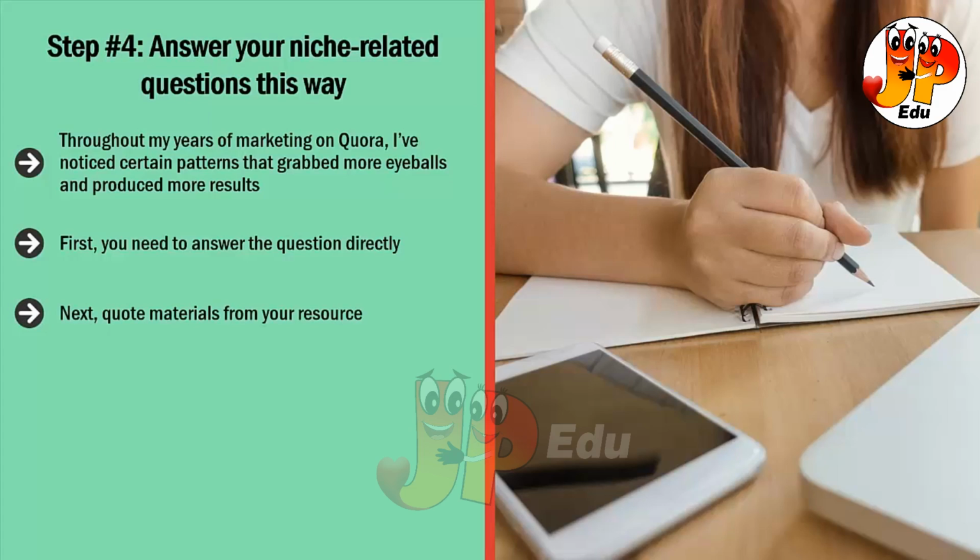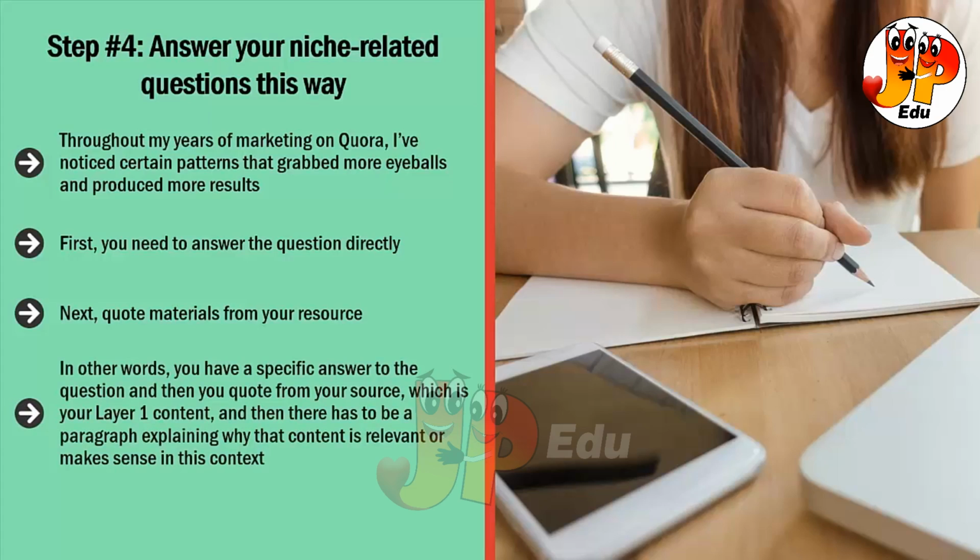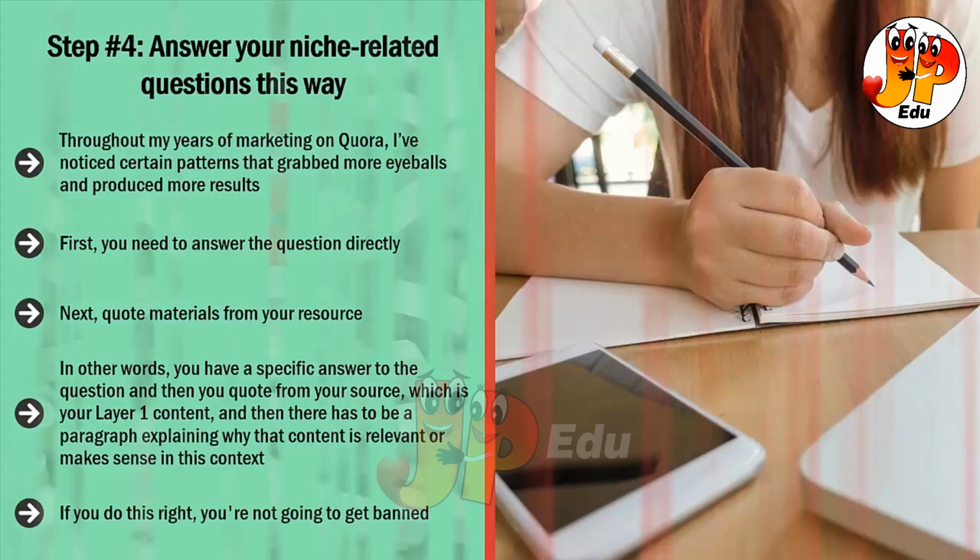Next, quote materials from your resource. If you're going to be dropping a link to your layer 1 content, quote a block of text from that content and explain why it is relevant. In other words, you have a specific answer to the question and then you quote from your source, which is your layer 1 content, and then there has to be a paragraph explaining why that content is relevant or makes sense in this context. After you've done that, you include a link to your layer 1 or layer 2 content and claim that this is your source. If you do this right, you're not going to get banned. Also, if you do this right, people who read your answer are more likely to click through.